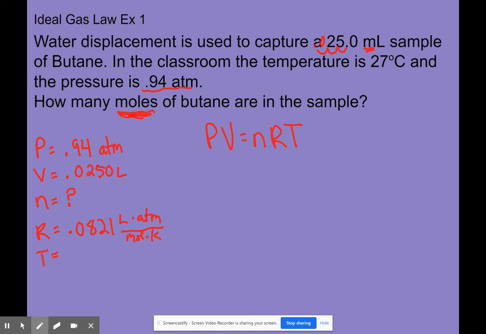So what temperature? Well, I can't use degrees Celsius ever anyway in gas laws, so I need to make sure that everything's in Kelvin. So remember, 273 plus the Celsius gives us the Kelvin. So that's an even 300 when I do that. So do your conversions right inside your givens over here. And that's 300 K.